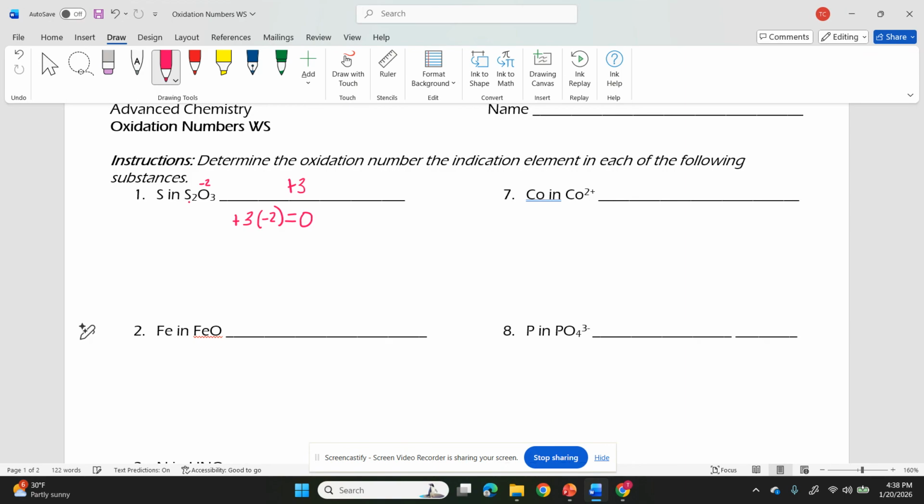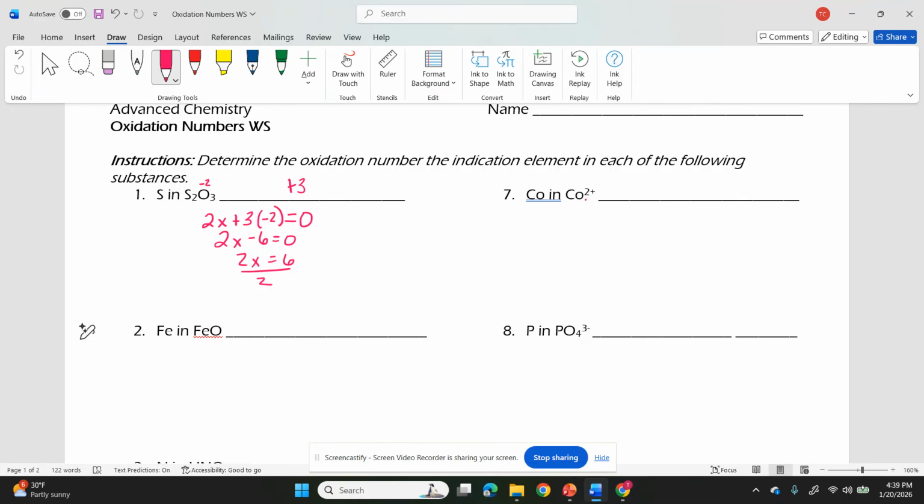Now we've got to figure out sulfur. There are 2 sulfurs and I do not know it, so I can just write 2x. From here we just use algebra to solve. 2x minus 6 equals 0. We're going to get 6 to the other side and divide by 2, so x is going to equal a positive 3.